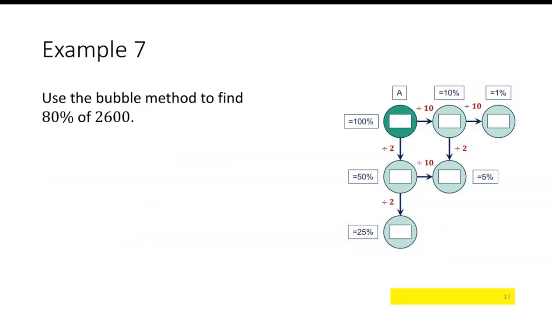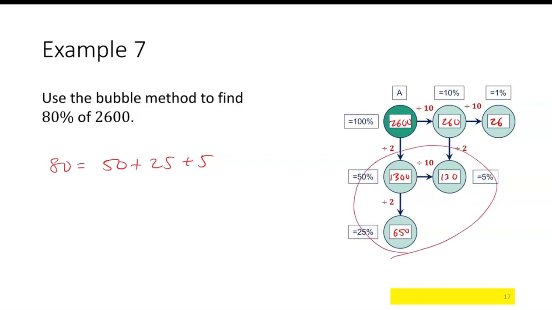And one last one. Find 80% of 2,600. So again, 2,600, 260, 26, divide by 2, so 1,300, 130, divide by 2, you get 650. And then 80% would be, 80 is the same thing as 50 plus 25 plus 5.